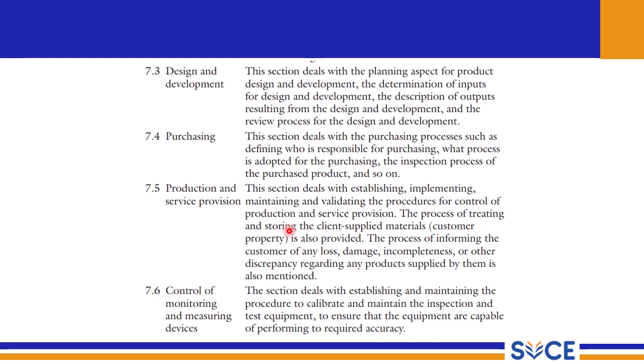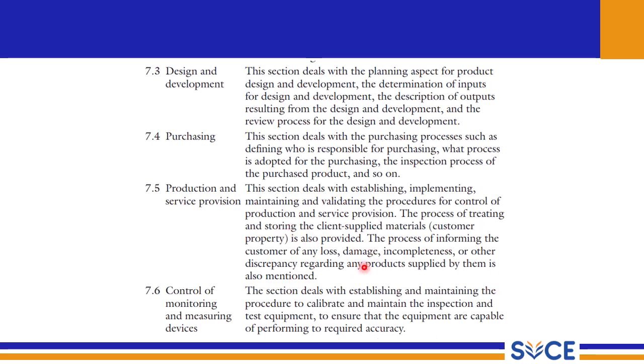So from this, we can understand that there are different sections given in the ISO standards. Under each section, they have subsections. We can say that every aspect of quality has been covered, and the guidelines have been established in purchasing, production, and service provision. Under that, the section deals with establishing, implementing, maintaining, and validating the procedures for control of production and service provision.